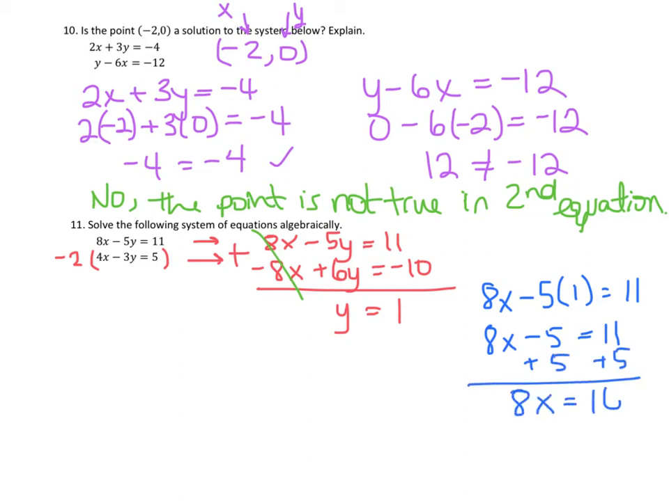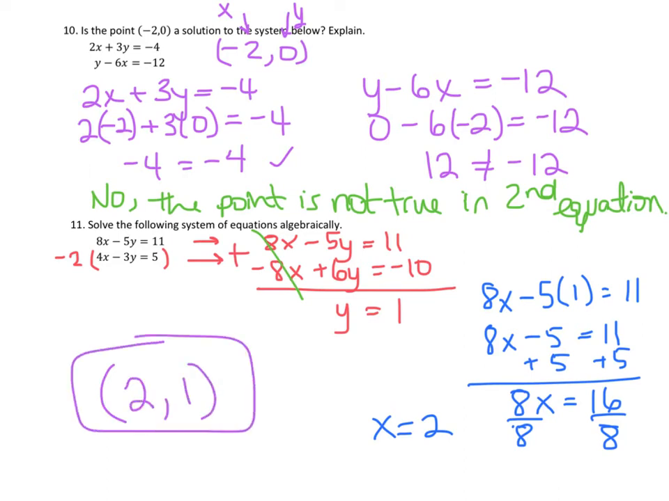8x equals 16, divide by 8. I end up with x equals 2. So now my point of intersection is (2, 1), and that would be my answer.